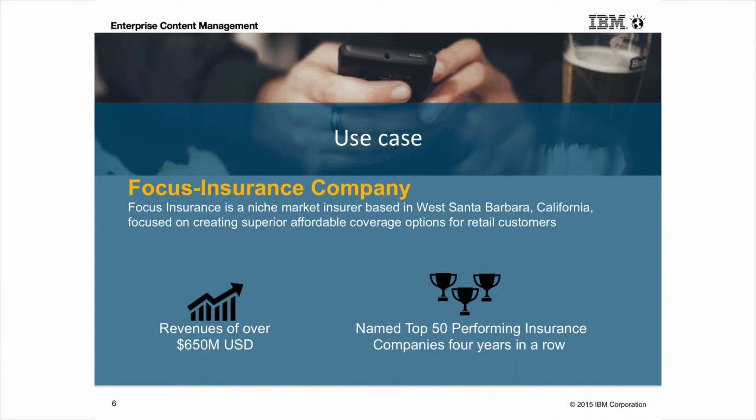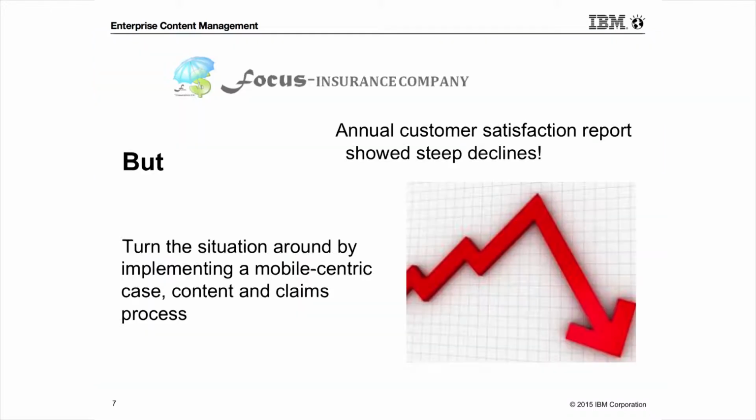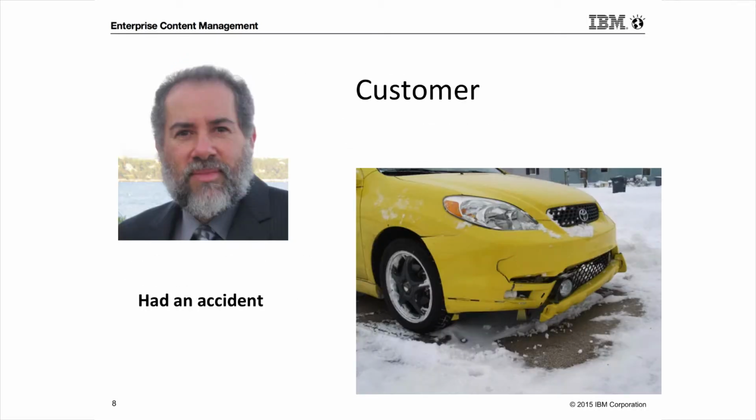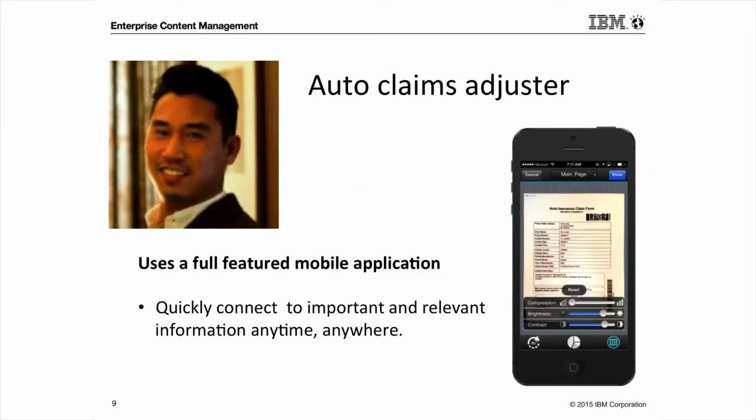The use case that we are going to use is Focus Insurance. Focus Insurance is a successful insurance company, but they have a customer satisfaction problem, and they want to use mobile. They want to provide the employees that see customers with mobile. I will play the role of a customer that had an accident, and I'm going to meet with a claim adjuster. John will be our claim adjuster, and he will have a fully featured mobile app that has information about my case and is fully integrated with the backend.